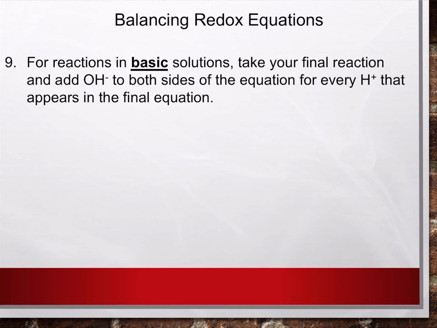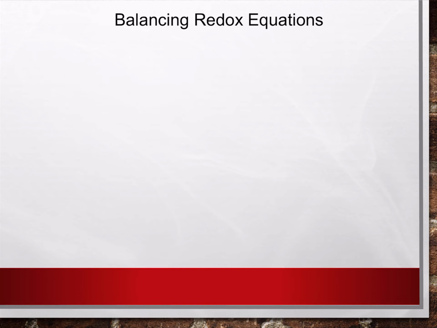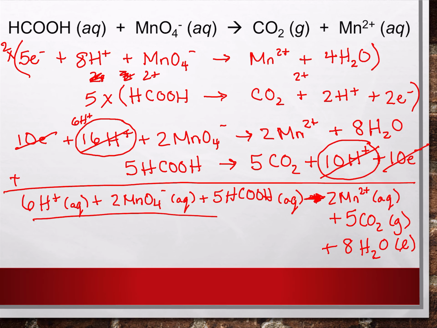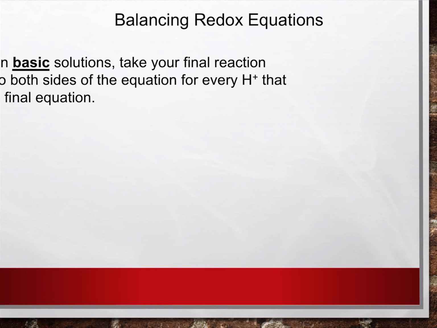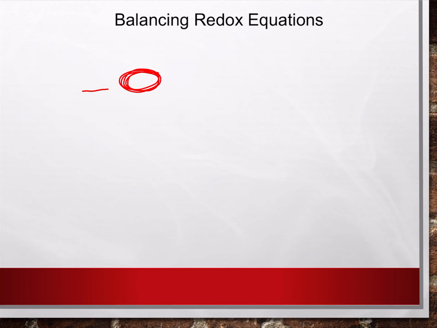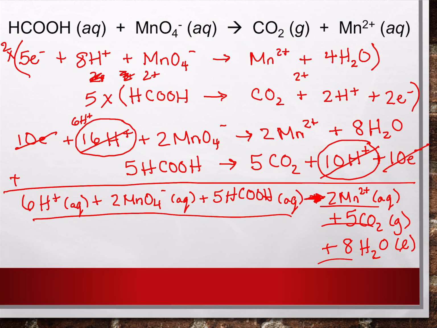So for the basic solutions, take your final reaction. So like the one that you wrote, this one at the bottom, this final reaction. You're going to take this final reaction that you wrote, and you're going to add hydroxide to both. This is important, both sides of the equation for every H plus that appears in the final equation. So like in this last reaction, we ended up with 6 H plus over here on the left. So we would add 6 OH minus to each side, okay?